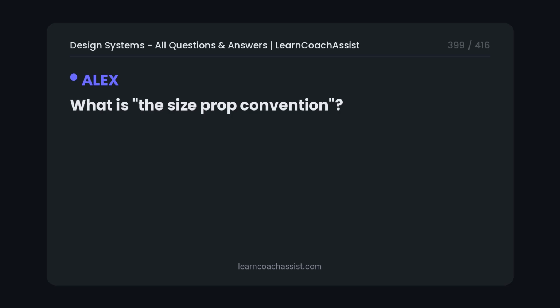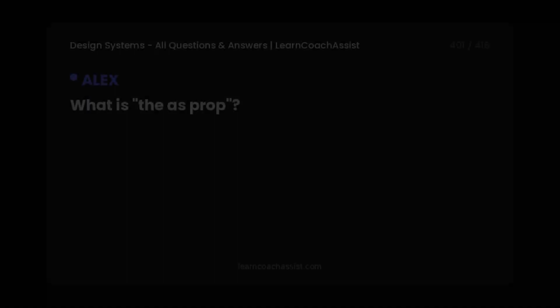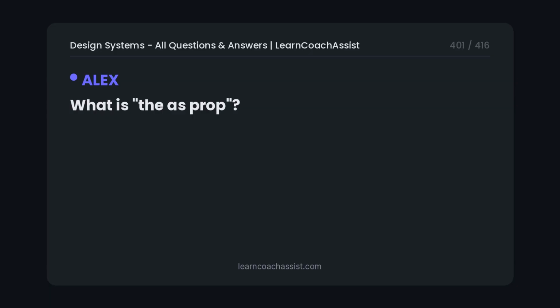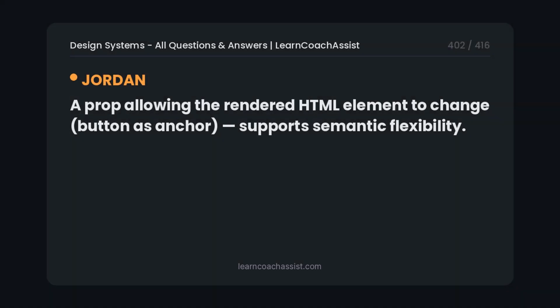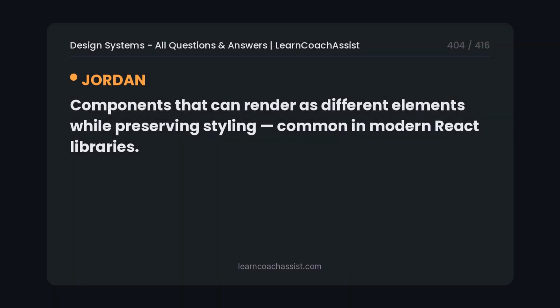What is the size prop convention? A consistent named size scale, XS, SM, MD, LG, XL, across components, reduces cognitive load. What is the as prop? A prop allowing the rendered HTML element to change, button as anchor, supports semantic flexibility. What is polymorphism in component APIs? Components that can render as different elements while preserving styling, common in modern React libraries.